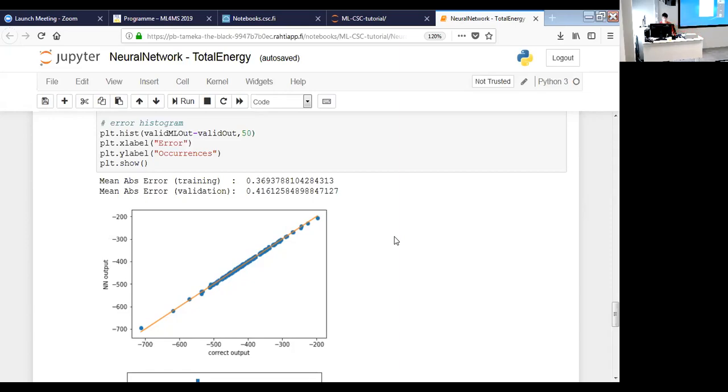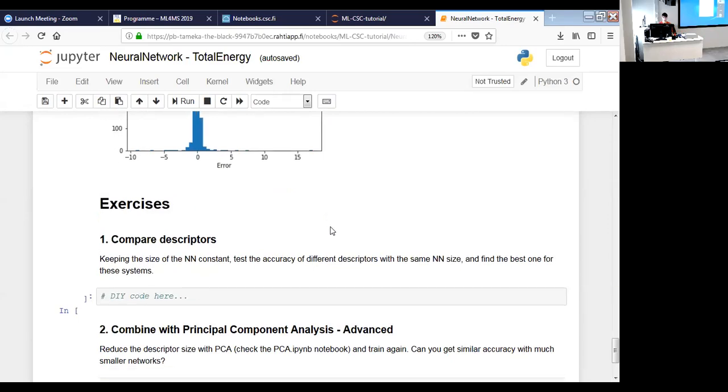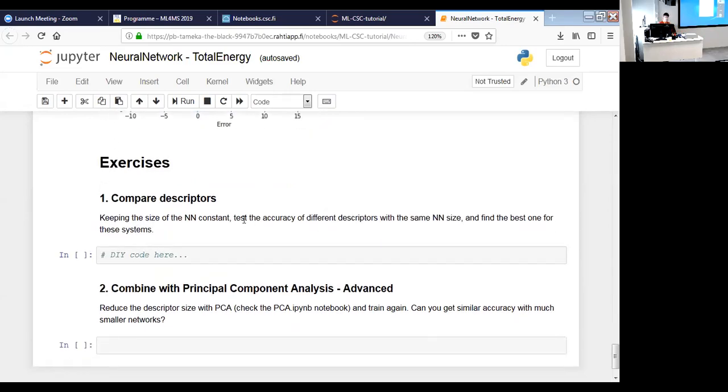Yeah. This is great. What you can do as exercises, try to compare descriptors, try to find these trends. Also, you can combine it with principal component analysis. You can load the MBTR descriptors for these molecules and filter them out. You can also use t-SNE instead of PCA if you prefer. You can just do a bit of bricolage of these notebooks, try to make it work.